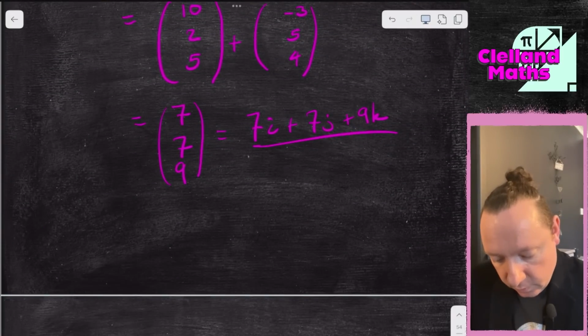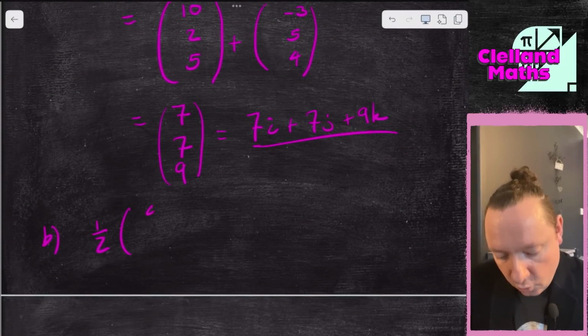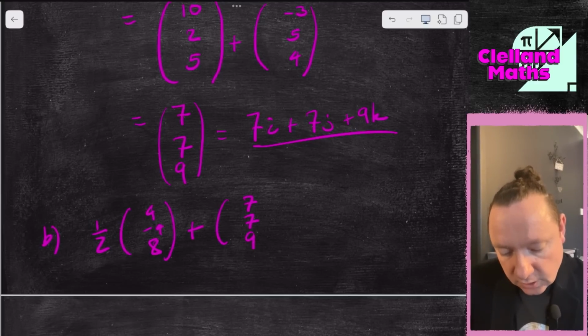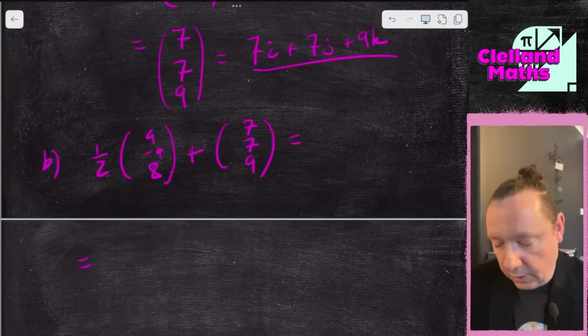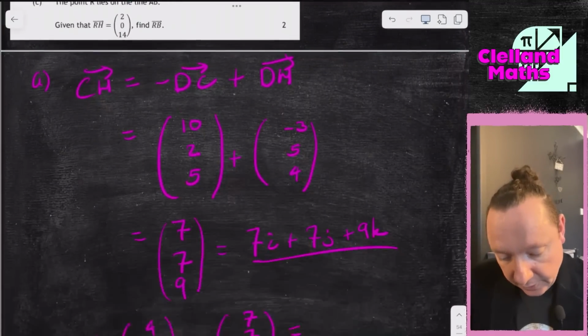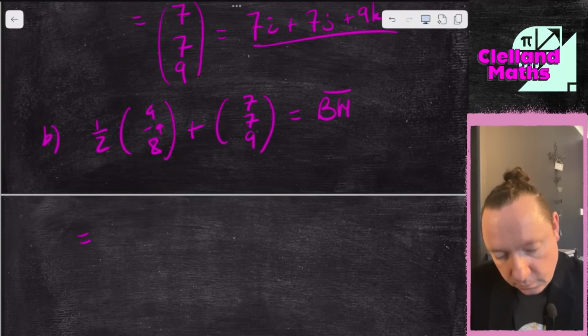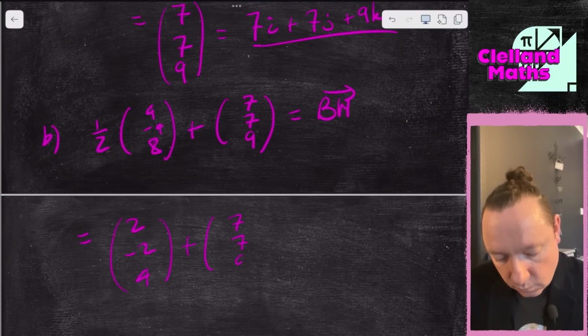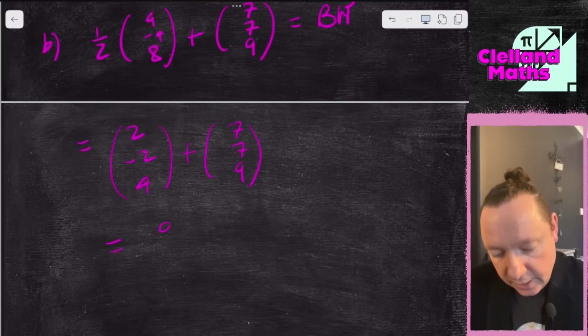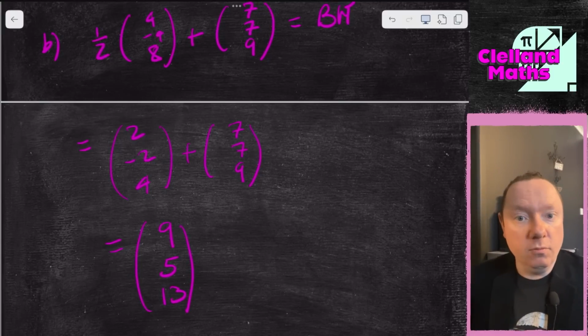So for part B, we've got a half of 4, minus 4 and 8, plus the answer we just got, because it's the same route now from C. So that gives us a half of 4, and that's going to equal, just to be very clear, B to H. So that's 2, minus 2 and 4, plus 7, 7, 9. 2 plus 7 is 9, minus 2 plus 7 is 5, and 4 plus 9 is 13. So we get 9, 5, 13, and that is component form, so I'm done there.